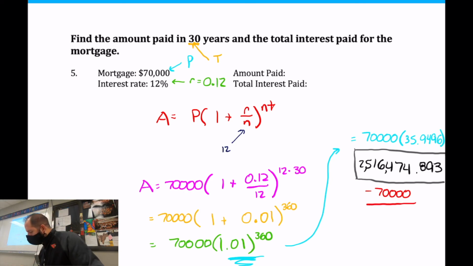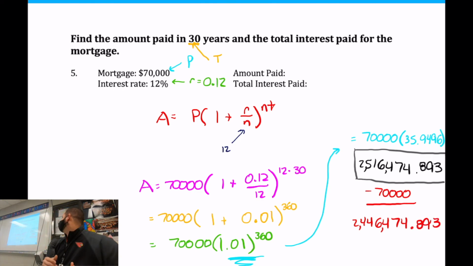So it's $2,516,474.89. I'm going to subtract the $70,000 that the home actually was supposed to cost you, and this is the actual pay. This is the extra money that you paid for this home. You paid $2.4 million extra for a home. Don't take that loan. That's a dumb loan to take.